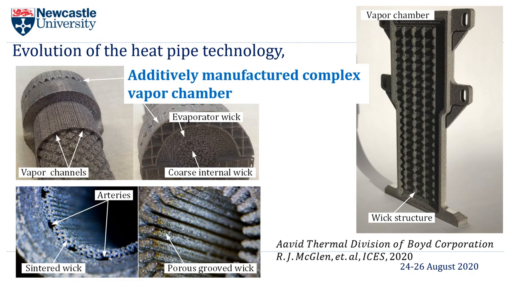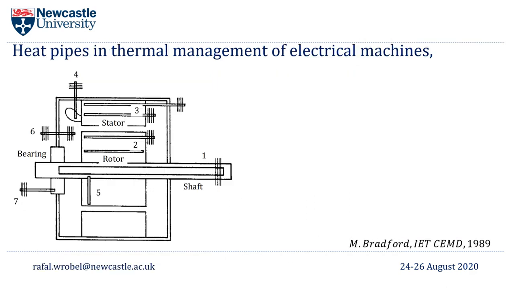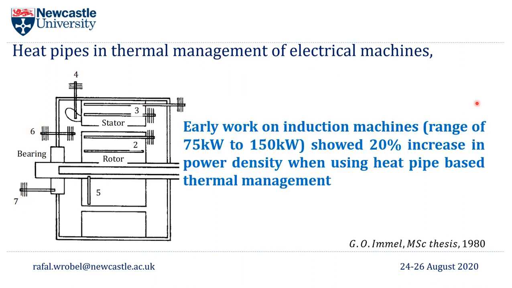When it comes to electrical machines, there are various avenues of introducing heat pipes in thermal management. This graph schematically illustrates electrical machines and potential locations of the heat pipes. The first on the list is shaft cooling. Next is rotor cooling with radial and axial cooling. Then the stator, for the winding, for the core pack, and for the end winding region, the cavity of the machine, and also bearings.